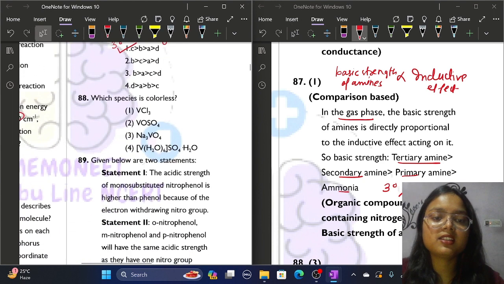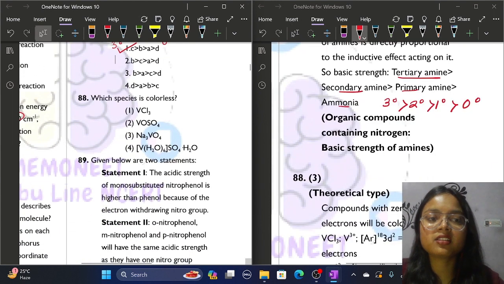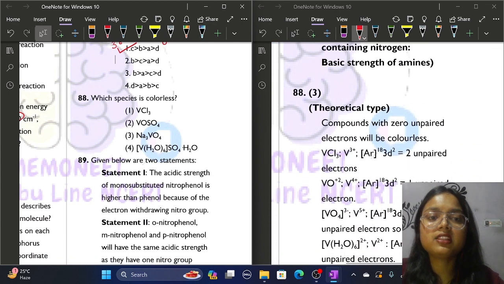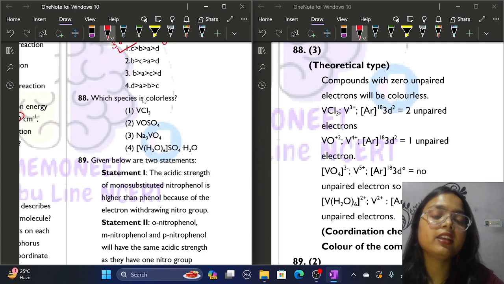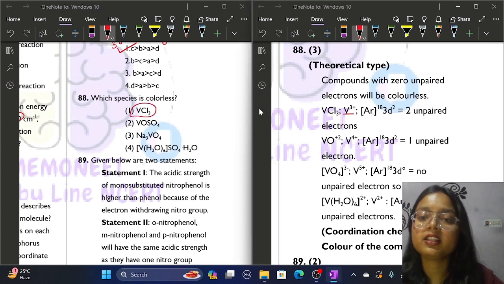The next question is question number 88. Which species is colorless? For colorless, I have told that the orbital should not have any electrons, or it should be completely filled. So let's see for VCl3. For VCl3, the V is in the +3 oxidation state and it has 2 unpaired electrons. So it will be colored.